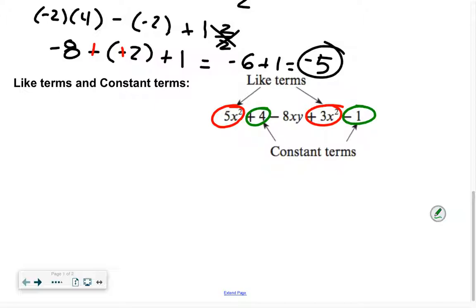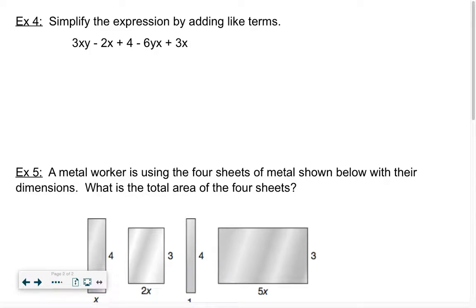And then these guys, the 4 and the -1, are called constant terms. Constant terms do not have variables next to them. And the reason we call them constant is because regardless of what we decide that variable to be, that value is never going to change. You know, this 4 will always remain 4. This 1 will always remain a -1, and so forth. Hence the reason why we call it a constant term. We want to simplify the expression by adding the like terms. There is your expression.